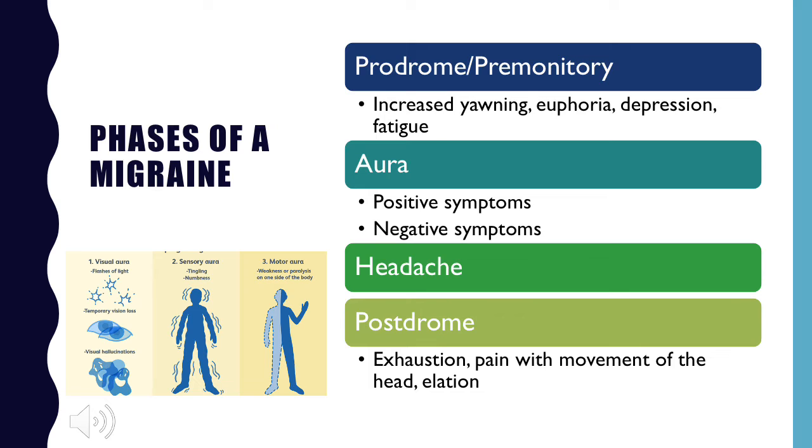So here are the 4 phases of a migraine. The first phase is the prodromal or the premonitory phase. These symptoms can be up to 72 hours before the migraine starts and can include mood changes, fatigue, and yawning.